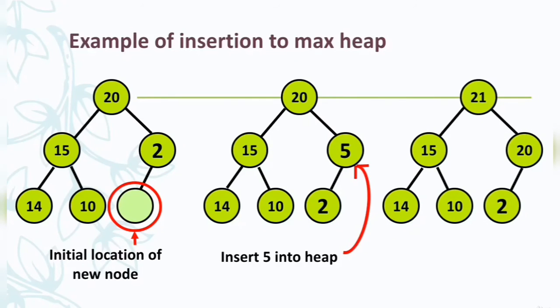Again, we can insert many elements into it. If we want to insert 21 into the heap, then 21 will become the max element, and hence it will become the root in this max heap. We all know that the root is always the maximum in a max heap, and hence as 21 is the largest number, it will become the root in this case.